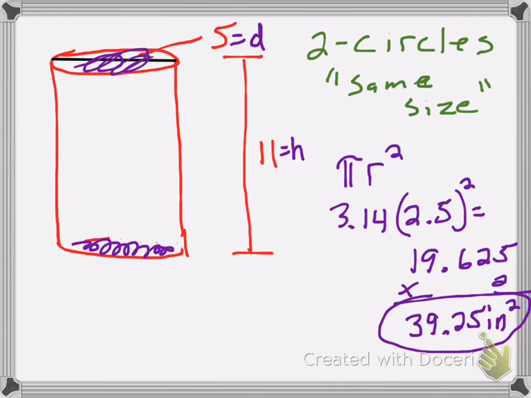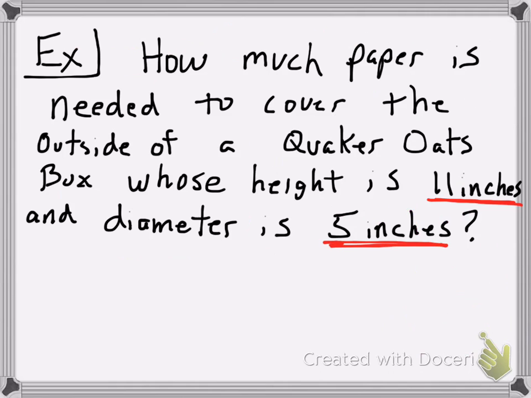Not cubic. We're not filling this up. We're taking a 3D shape and we're finding the two-dimensional space that's needed to cover something. It's different to cover something than it is to fill something up. So I'm going to write that here. 39.25 inches square for both circles. Okay, that's the area of both circles, two circles.